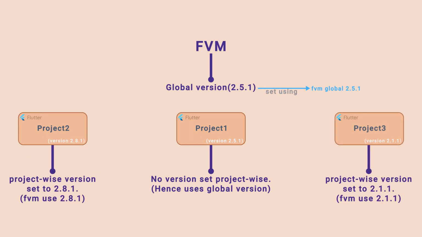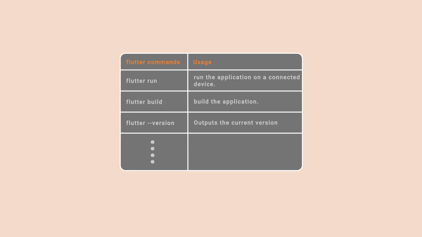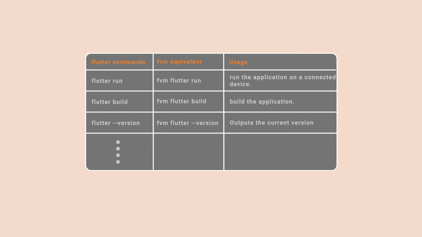We have different Flutter commands like flutter run, flutter build, etc. And if we want to use the version that is set by FVM, then we have to prefix fvm to all the Flutter commands. For example, the flutter run command will be fvm flutter run, flutter build will be fvm flutter build, and so on. If we do not prefix the command with fvm, then the global version will be used.